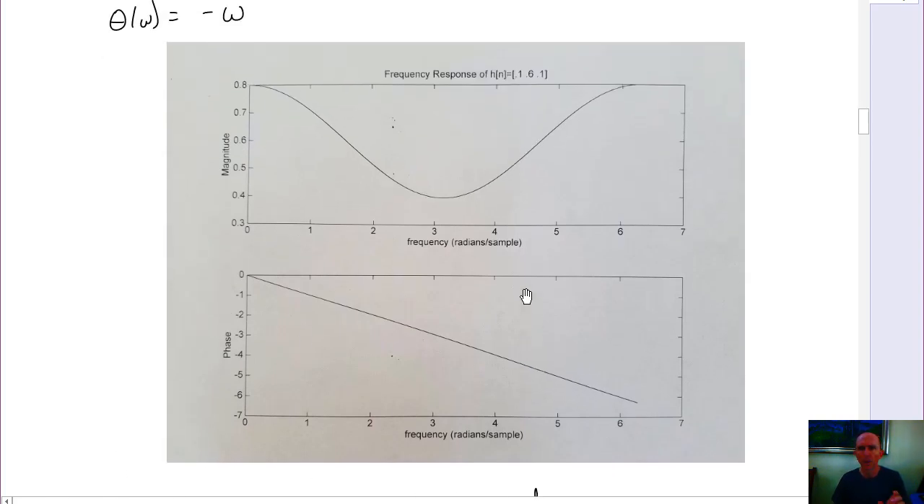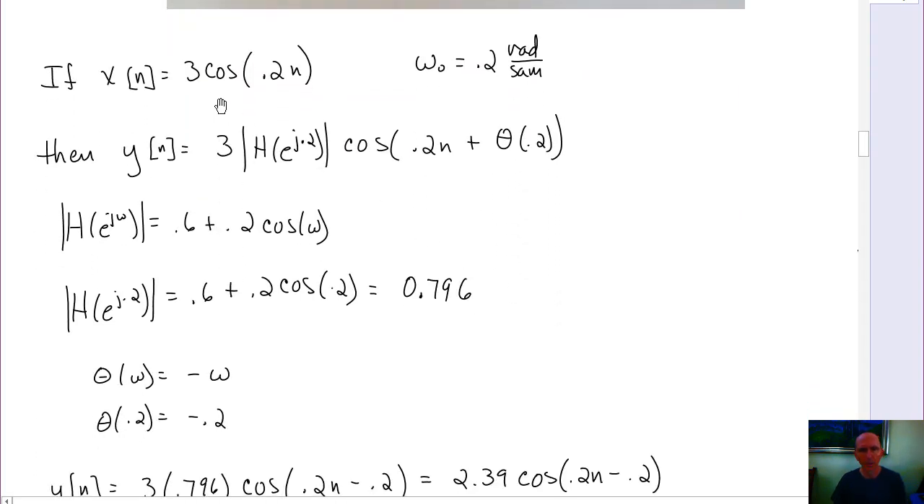Now, what would happen if we give it cosines as input? Specifically, if the input is 3 cosine 0.2 n, in other words, it's a cosine with a magnitude of 3 and a frequency of 0.2 radians per sample. We know that the output is going to be this here. We know that the magnitude is going to change and the phase is going to change depending on our frequency response. And so we have to calculate these two numbers.